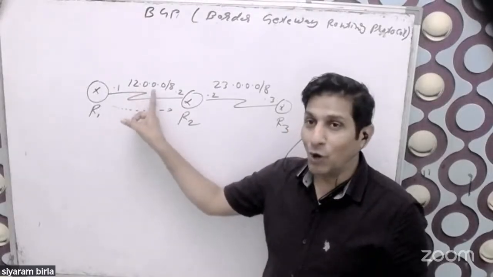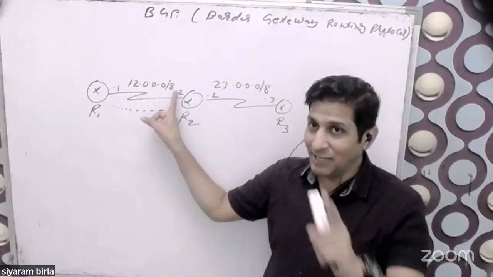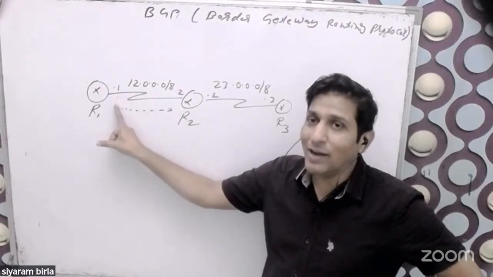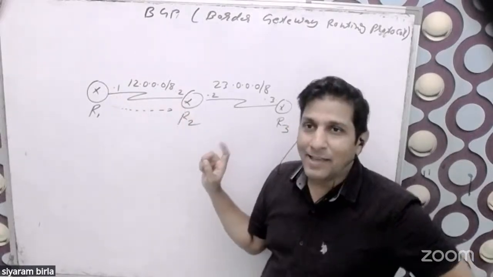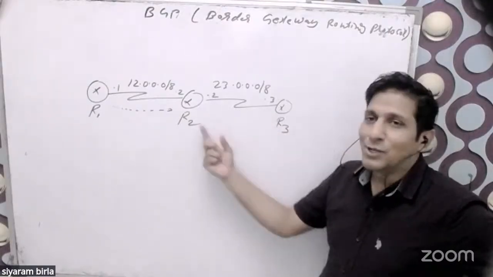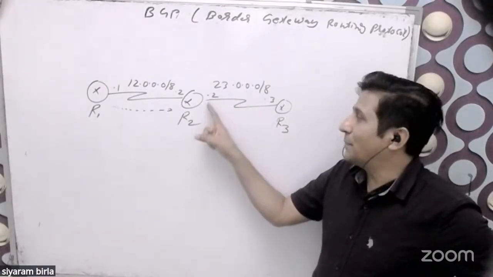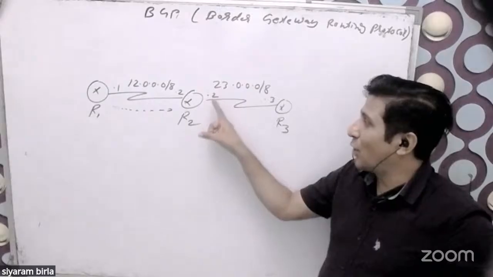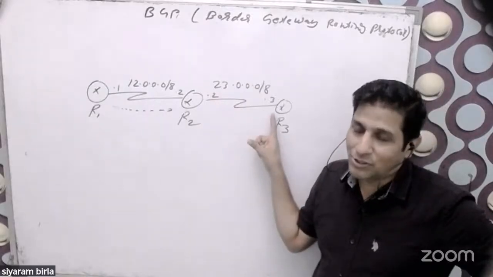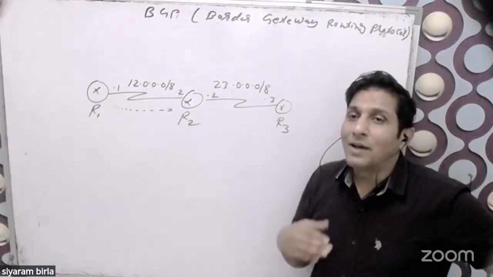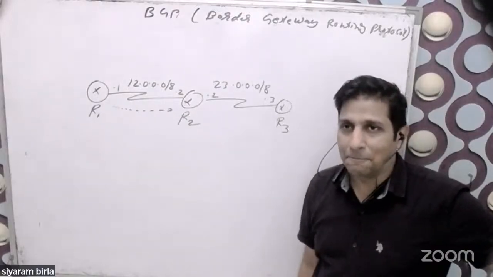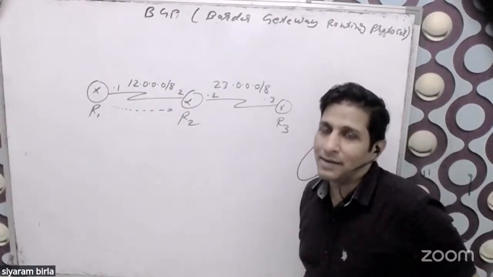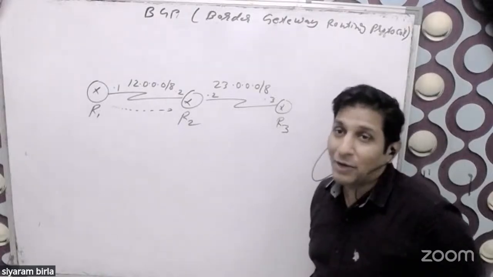So that's 12.0.0.0. This is the network ID, and the first IP address .1 goes to R1 and .2 to R2. Similar to that here, R2 and R3: 23.0.0.0. R2 is .2, and R3 is .3. So 23.0.0.2 and 23.0.0.3. I'm taking simple IP addresses in the entire BGP. Whenever I perform a lab or anywhere, I will use simple IP addresses. So come back to our topic.